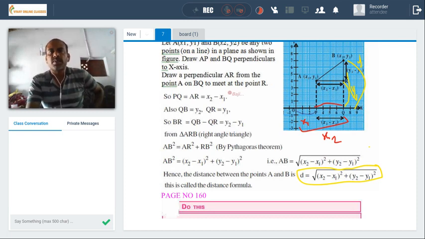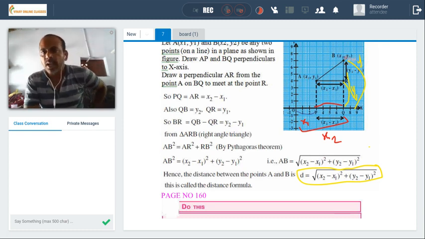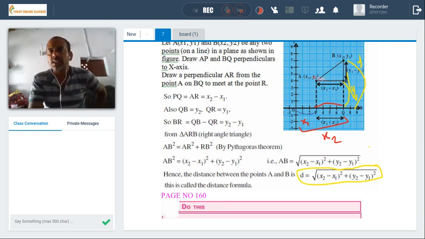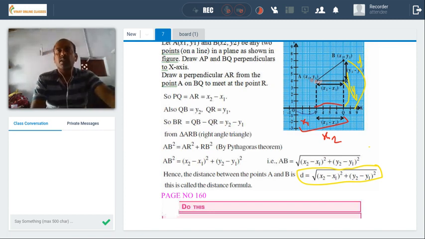How to find the distance between 2 points? The first point is x1, y1. The second point is x2, y2. I located them and joined them using the scale. I want to find the distance between A and B. I drew a perpendicular from A to the x-axis, that is AP, and from B to the x-axis, that is BQ.